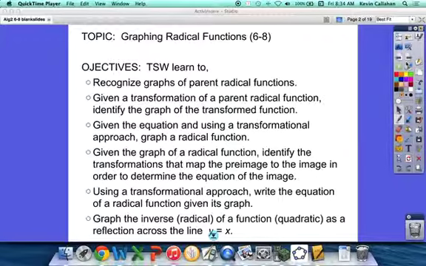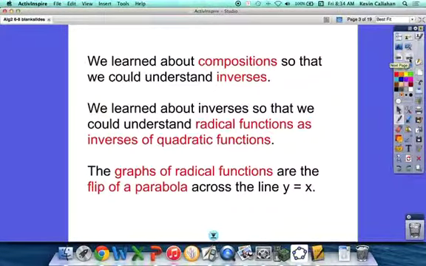I mean, this looks like a lot of stuff, but truthfully, it's all the stuff we've already done before for other kinds of functions. We learned two sections ago about compositions so that we could understand inverses. We learned about inverses so that we can understand that radical functions are inverses of quadratic functions. And that was the whole point of that. That means that the graphs of radical functions have to be flips across the line y equals x of a parabola. So that's the basics of what we know about the graph of a radical function.